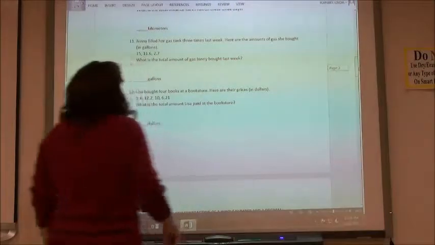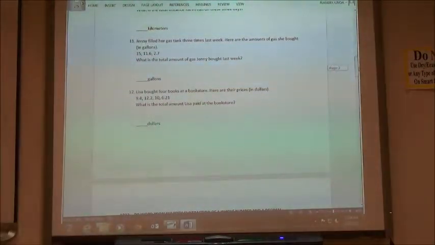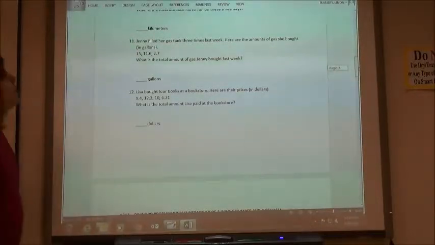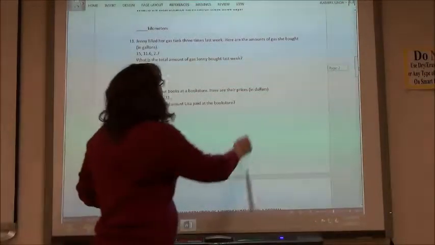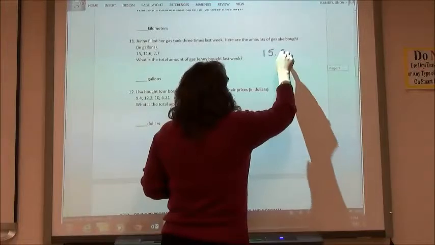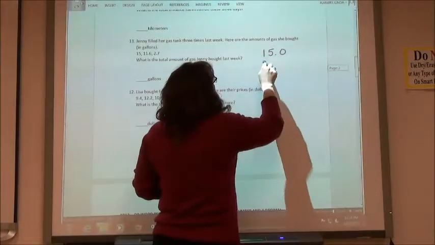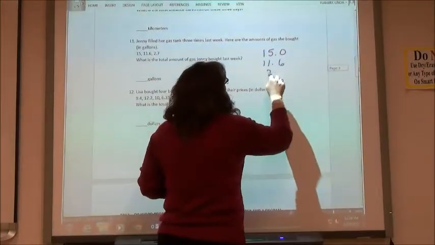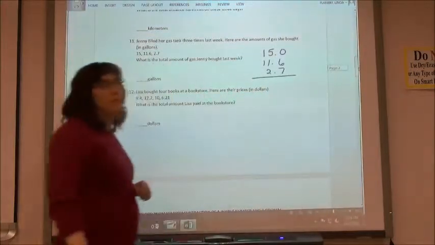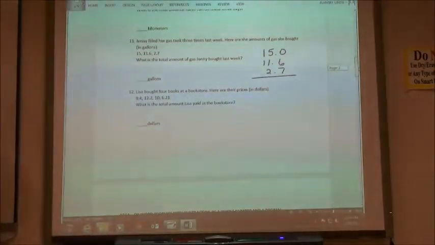So Jenny filled her gas tank 3 times last week. Here are the amounts of gas she bought in gallons: 15, 11.6, and 2.7. We want to find the total, so we're going to take the 15. I'm going to add 0.0, 11.6, and 2.7, and we're going to add those together.